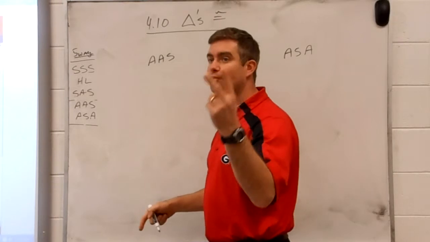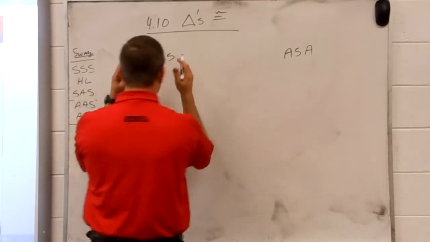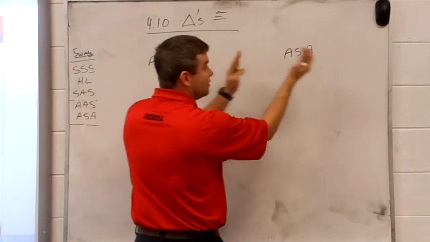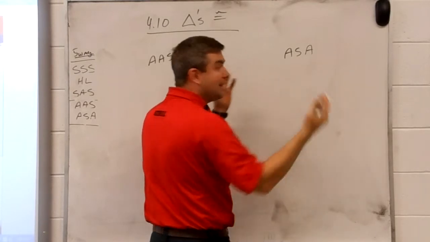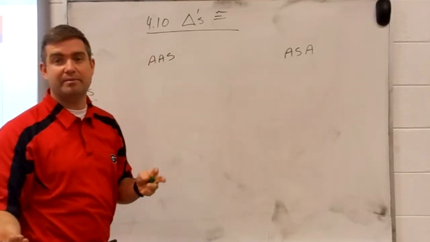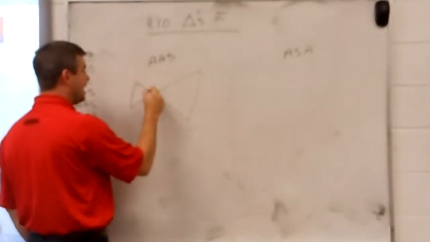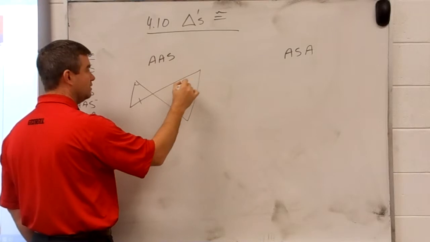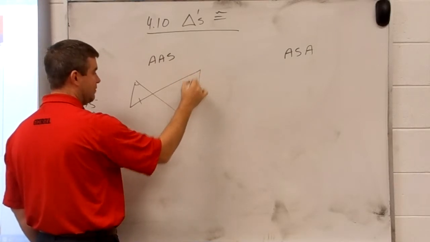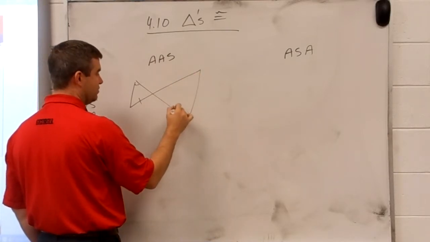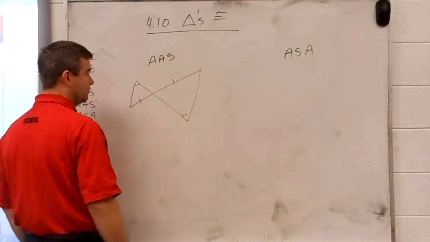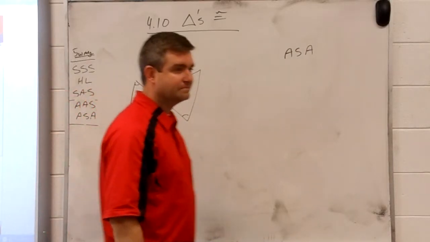But if you see 2 angles, then it could be angle, angle, side, or angle, side, angle. It might not be anything. It might be not enough information. Okay? All right, let's look at angle, angle, side first. We got angle, angle, side, and we have angle, angle, side on that one.